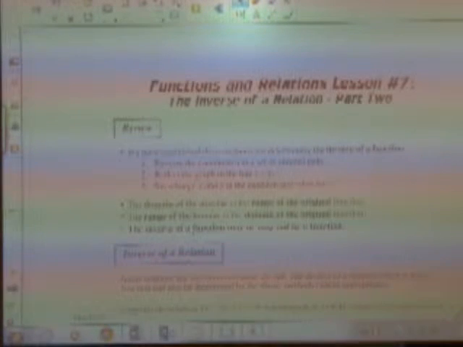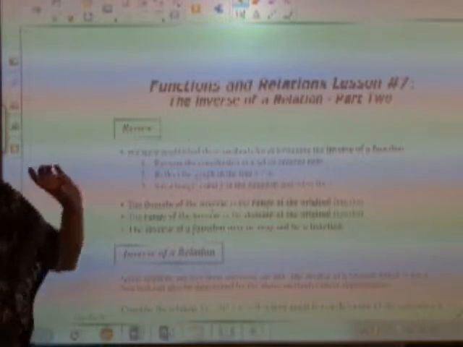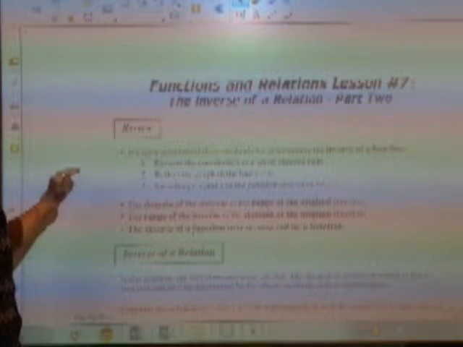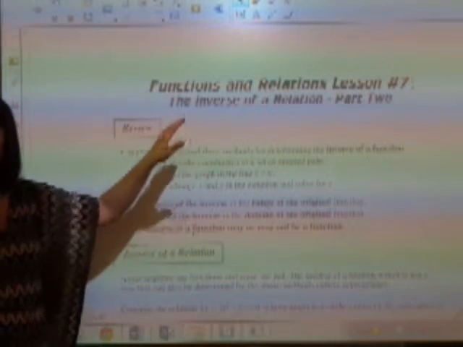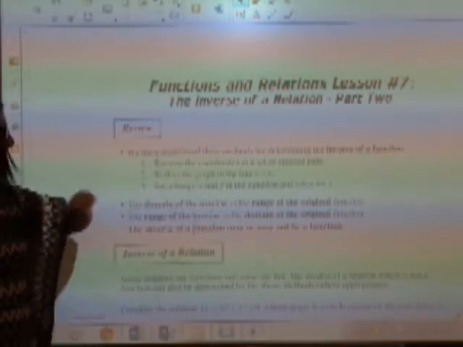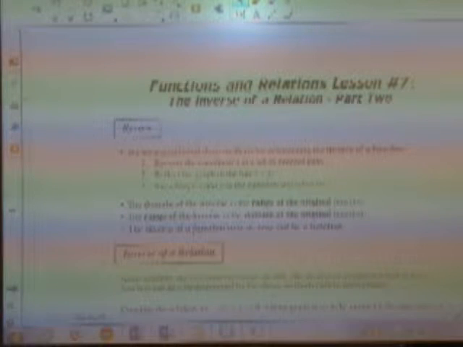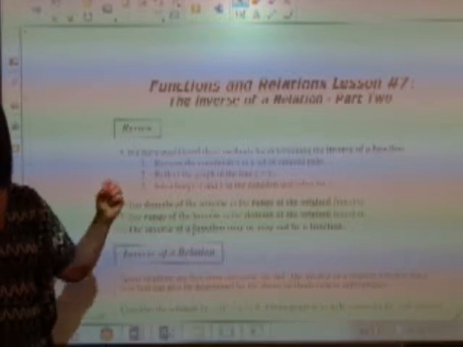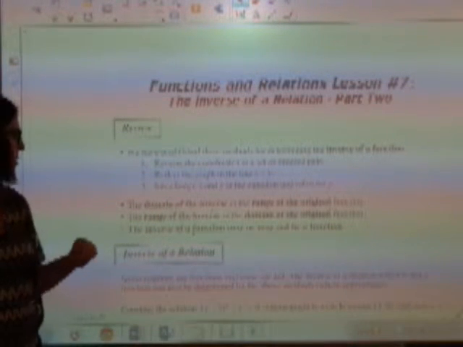Okay, so continuing on with writing an inverse, in the last couple of classes, we looked at how we can do the inverse of a relation. We can reverse the coordinates of a set of ordered pairs. So if the original function is x, y, the inverse function would then be the pair y, x. We can reflect the graph in the line y equals x. And then in the equation, we can interchange the x and the y values and then resolve the equation so that it's a y equals.